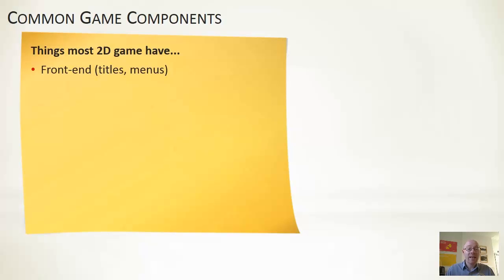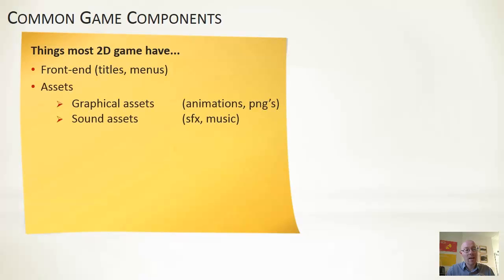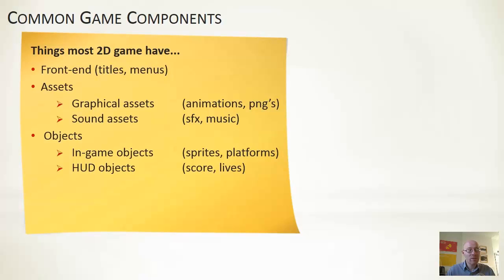They have assets. So if we're talking about a game, most games have graphics. Now, it could be an animation, it could be some static images. Most games have sound effects or have some background music. Games almost certainly comprise objects. Now, this could be the objects that you have actually within the game itself that bring it to life, your sprites, or it could be other fixed ones like platforms. It could be HUD, head-up display elements like a score or a countdown or something related to that.